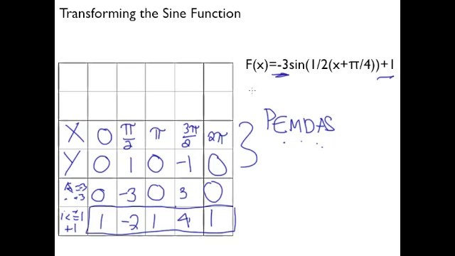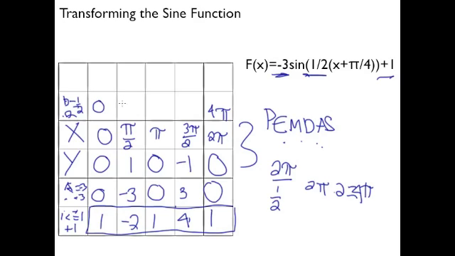So first of all, let's look here. 1/2. So let's find the period first. So 2 pi over 1/2 would be 2 pi times 2, which is 4 pi. So we know that the period has to be 4 pi instead of 2 pi. And then b equals 1/2, so that means we need to multiply everything by 2. So 0, pi, 2 pi, and 3 pi.